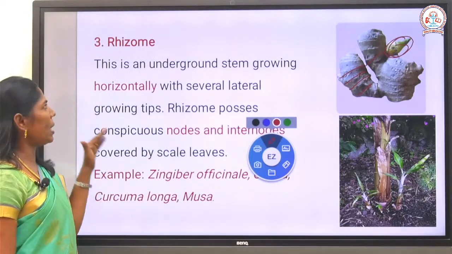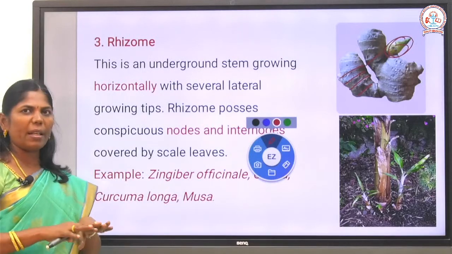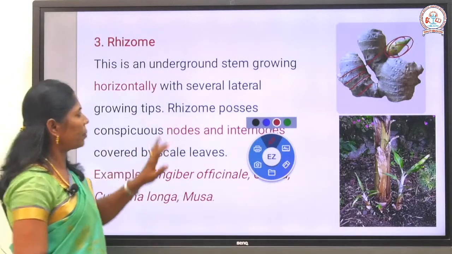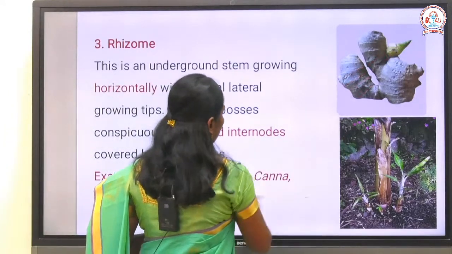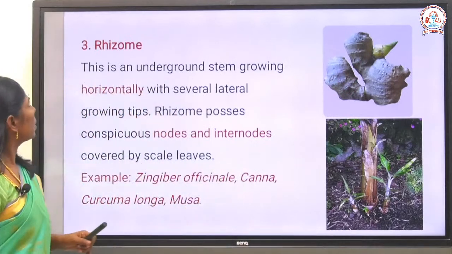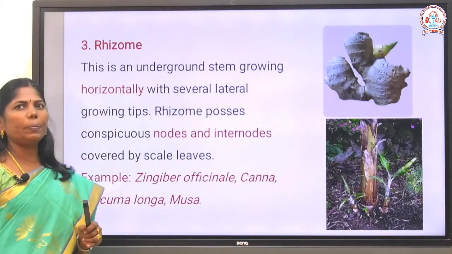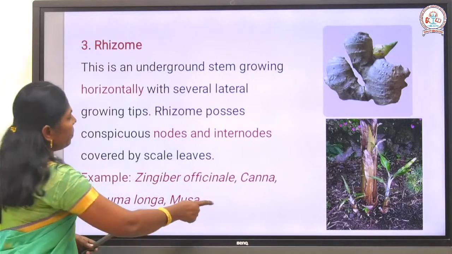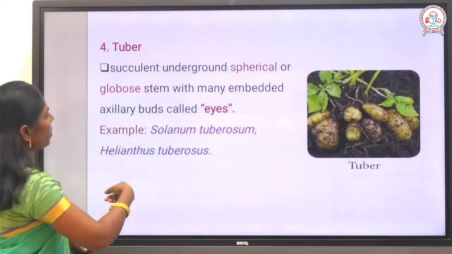Okay. So how is it formed? The underground stem grows horizontally to form it. So next one is a rhizome. Okay, so for rhizome, the first example we mentioned is Zingiber officinale.